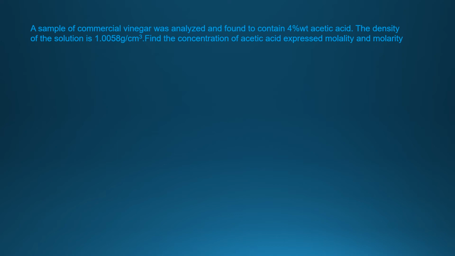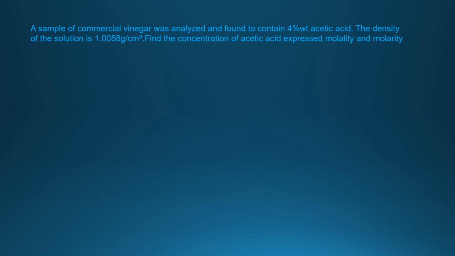A sample of commercial vinegar was analyzed and found to contain 4% by weight of acetic acid. The density of the solution is 1.0058 grams per cubic centimeter. Find the concentration of acetic acid expressed in molality and molarity. So the information we are provided is the percent of acetic acid. Out of 100%, if 4% is acetic acid, then 96% will be water, which is the solvent.